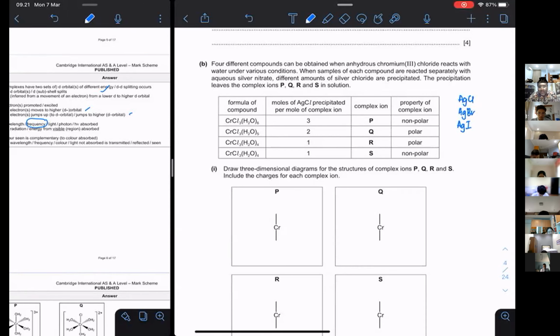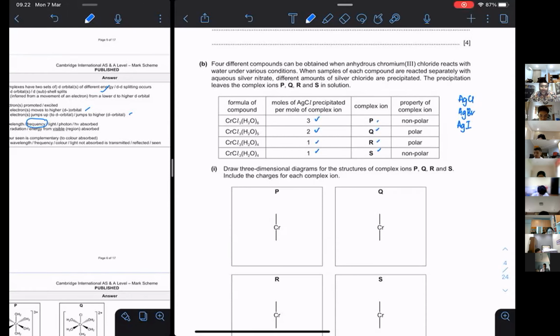The precipitate leaves the complex, P, Q, R, S, in solution. So you have all this: the moles of AgCl precipitated, so you have different numbers of moles. And then the complex ion P, Q, R, S, and the property of the complex ion: non-polar, polar, polar, and non-polar. So we have all this.